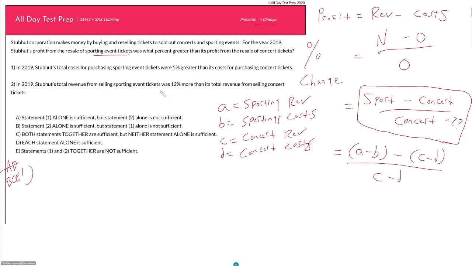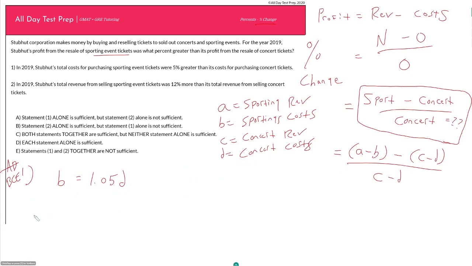So in this case, what is this statement telling me? This statement is telling me my costs for purchasing sporting event tickets, so that is B, are 5% greater than the concert cost. B is equal to 1.05 times D, because if I were to take my concert costs and increase them by 5%, I would get B.